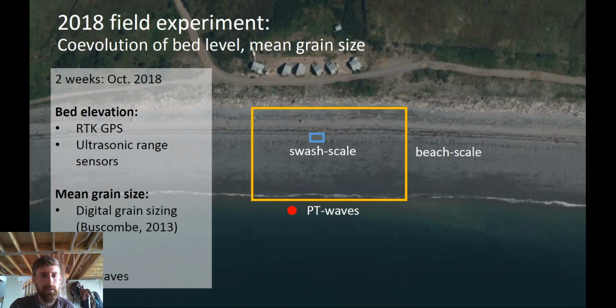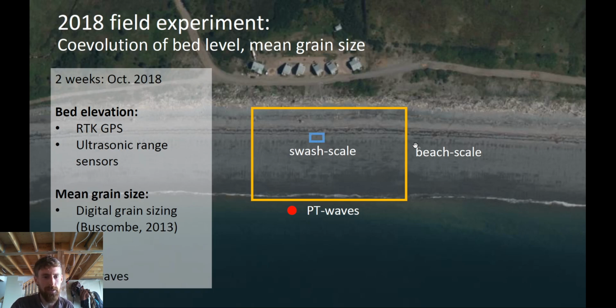So we looked at this coevolution at two scales, both the beach scale, or the scale of the intertidal zone, and we did this using RTK GPS, or precision GPS surveying, as well as photographic surveying over a fixed grid of points, and also at the scale of the swash zone, using point observations of bed level change using acoustic range sensors and also photographs.